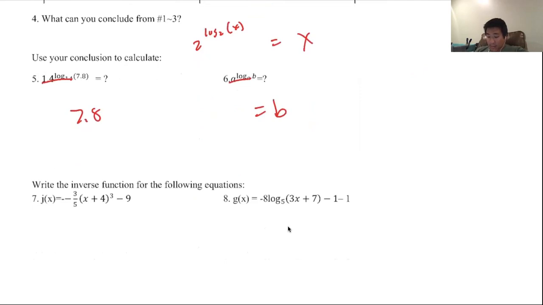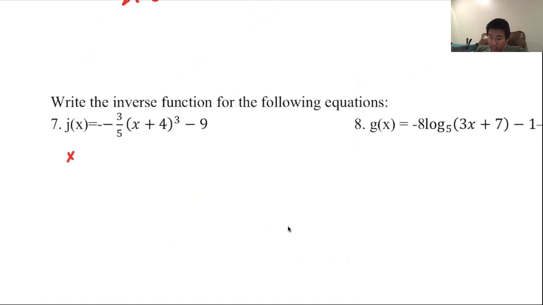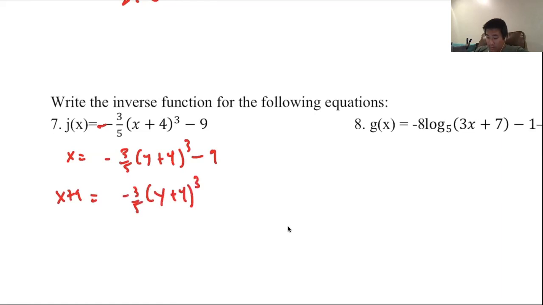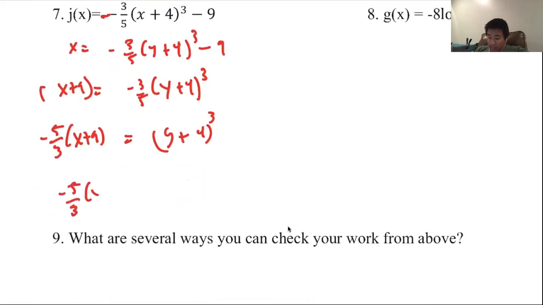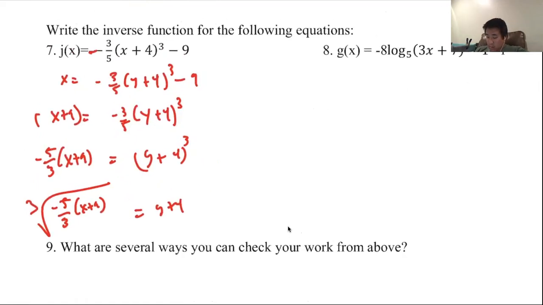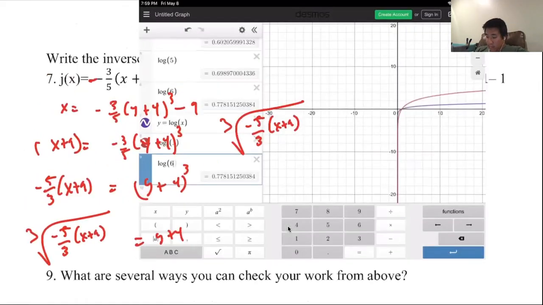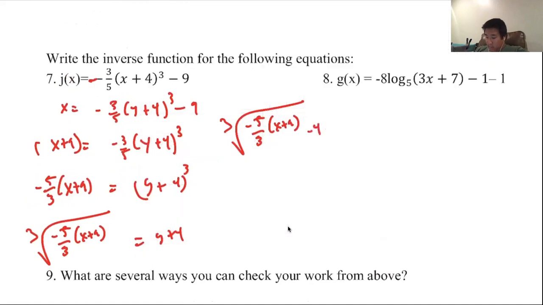Write the inverse function given the following equations. So x equals -3/5 (y plus 4) cubed minus 9. Add 9: x plus 9 equals -3/5 (y plus 4) to the third power. Multiply by -5/3: -5/3 (x plus 9) equals (y plus 4) to the third power. Take the cube root: the cube root of -5/3 (x plus 9) equals y plus 4. Subtract 4, equals y.